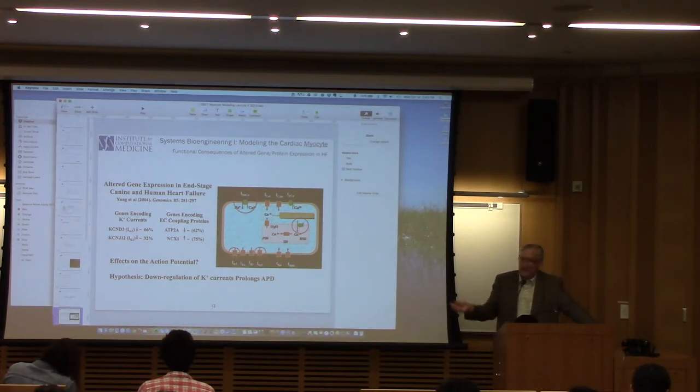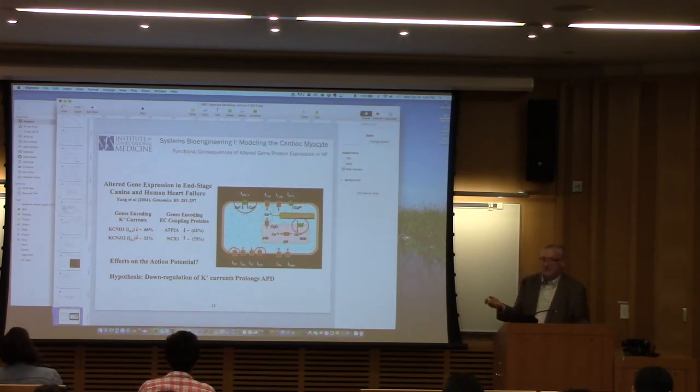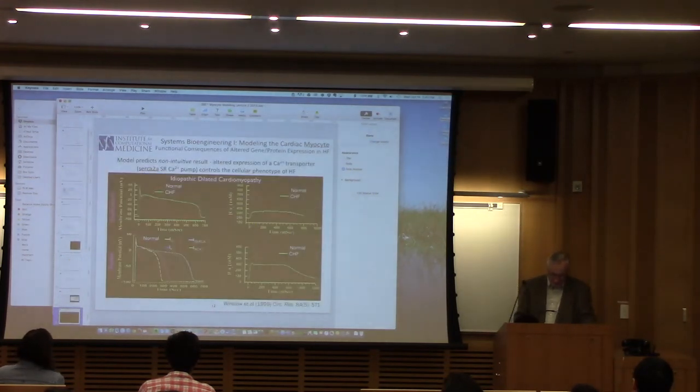And increasing NCX would only emphasize that, because this sodium calcium exchanger extrudes calcium from the cell during diastole, so it's going to be another factor driving calcium out of the cell, preventing it from being pumped into the SR. So these kind of made sense in terms of the calcium phenotype, and everybody thought this made sense in terms of the action potential phenotype.